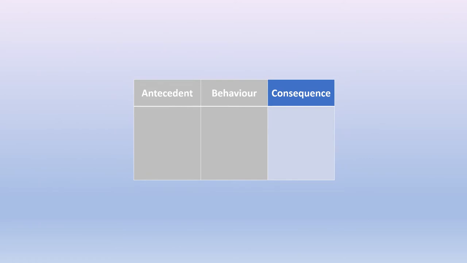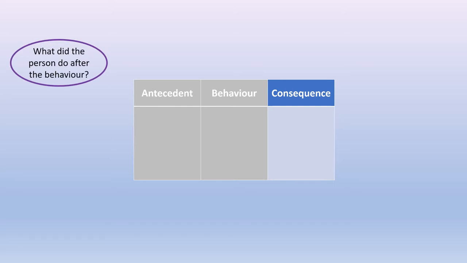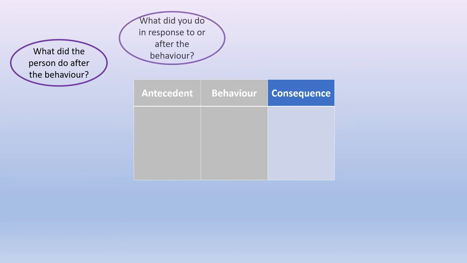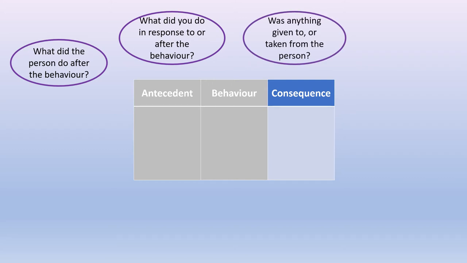Finally, let's think about consequences. These are some of the things you might record. What did the person do after the behaviour? For example, did they leave the room or the setting? What did you do in response to or after the behaviour? Was anything given to or taken away from the person? For example, food, drinks, items?